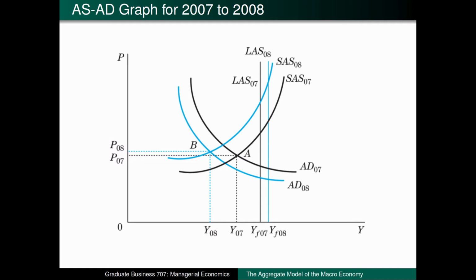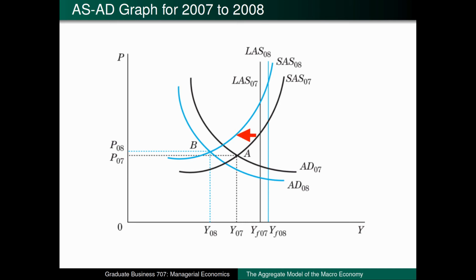Recall that we had a list of factors that increased aggregate demand and a list of factors that decreased aggregate demand. Overall, the effect is net negative, so the AD 2007 curve shifts to the left to become the AD 2008 curve. As far as aggregate supply is concerned, remember that the textbook claimed, and we verified, that short-run aggregate supply decreases, but long-run aggregate supply actually increases during the Great Recession.